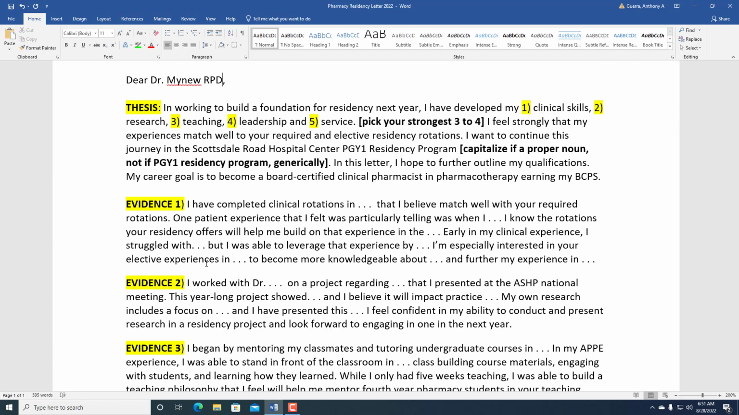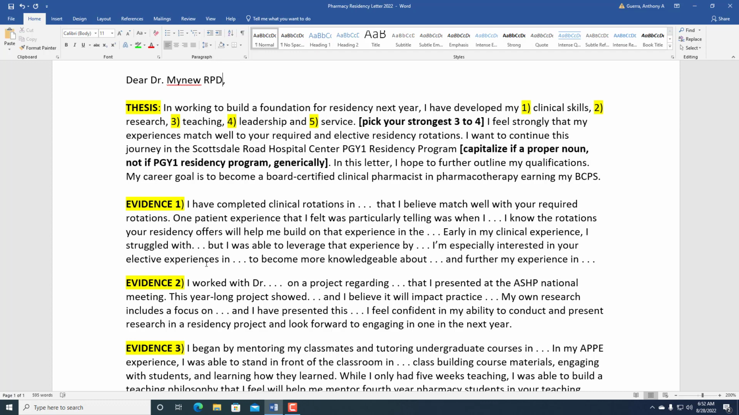But the other thing is that in sentence 2, you tell them, I have looked at your website. I'm not just giving you a generic LOI. You do have to in some way indicate where you're applying. I want to continue this journey in the Scottsdale Road Hospital Center, PGY1 residency program. Be careful, if it is part of a proper noun, then yes, you capitalize it. If you're just saying PGY1 residency program, it is not capitalized.